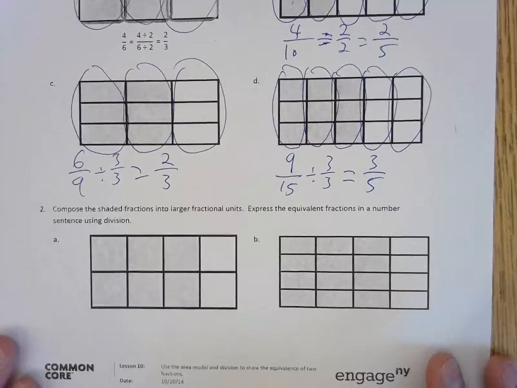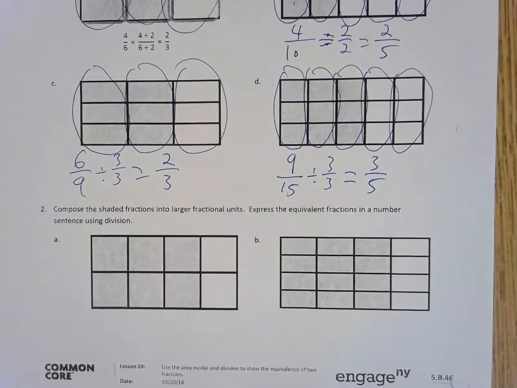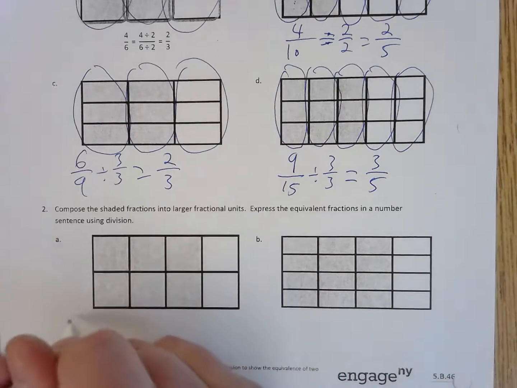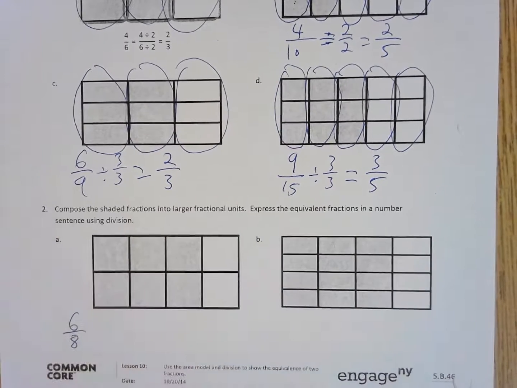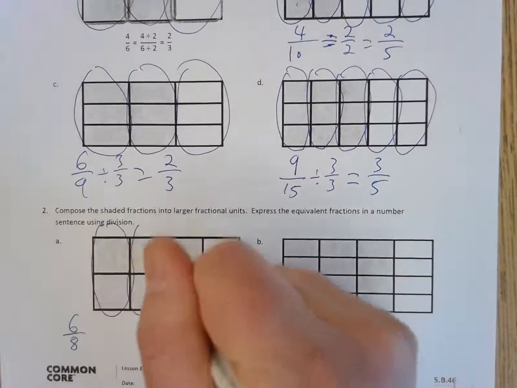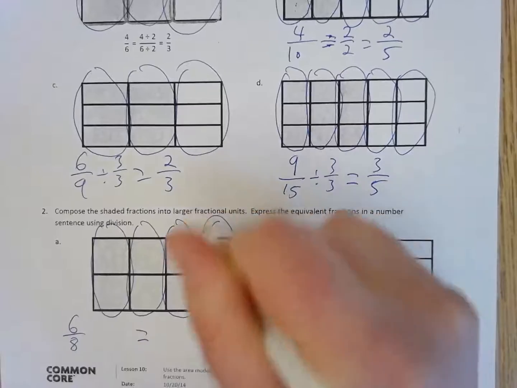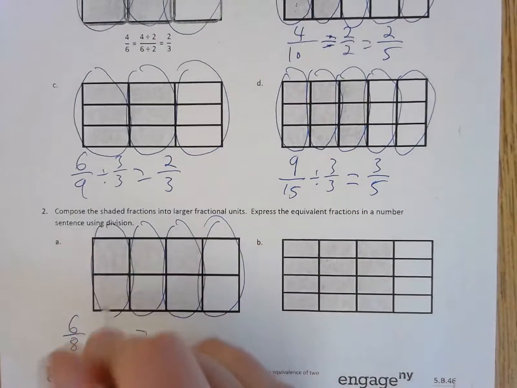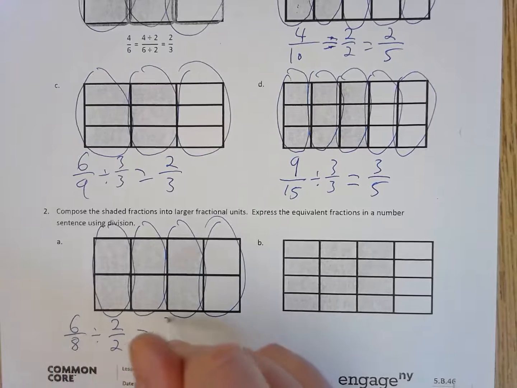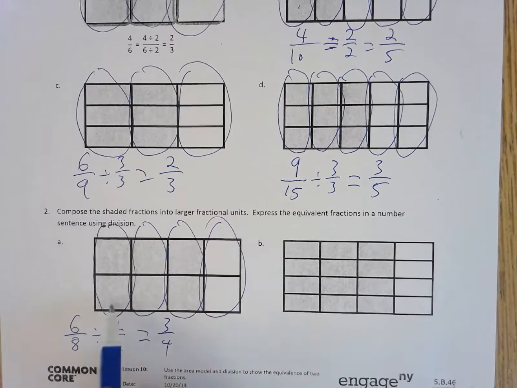Okay. Down here at the bottom, we're just doing the same thing. The only thing is that the first one wasn't done for you. So 1, 2, 3, 4, 5, 6 out of 8. So 6/8 equals, we make our new groups, and they're even. So there's 2 in each group, 6 divided by 2 and 8 divided by 2, and we get 3/4. 1, 2, 3 shaded groups, 4 total, 3/4.